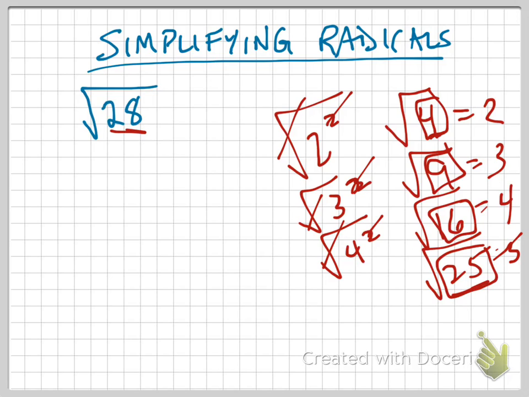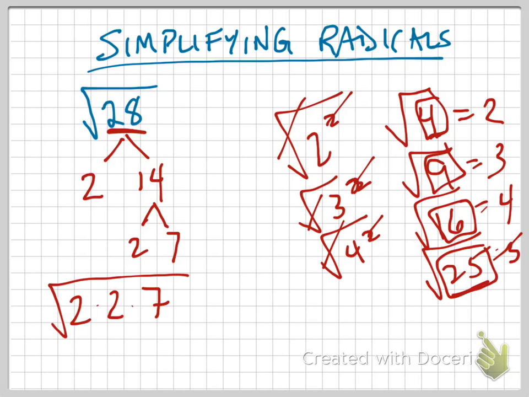When I have 28, the trick to this is it's not a perfect square, but it might have factors that are perfect squares. So we break down 28. Half of 28 is 14. Half of 14 is 7. So 28 is 2 times 2 times 7. That's called the prime factorization.